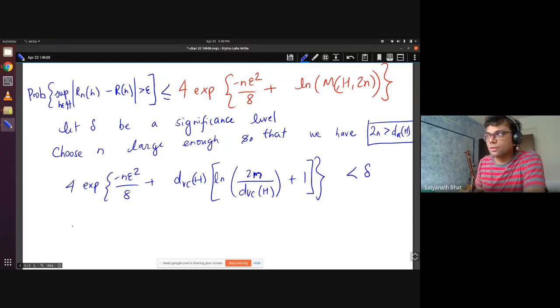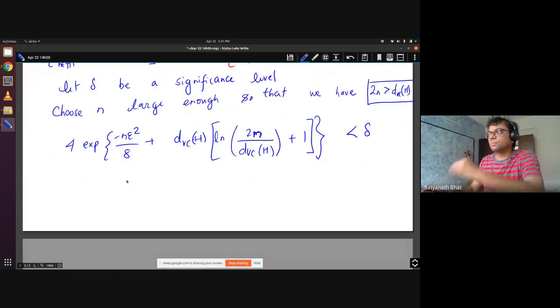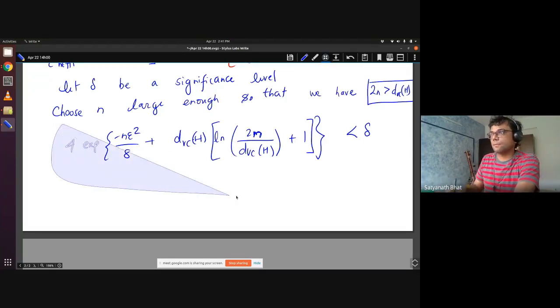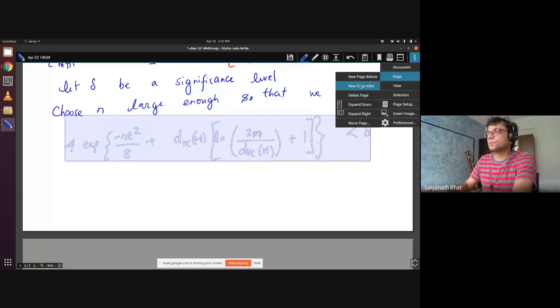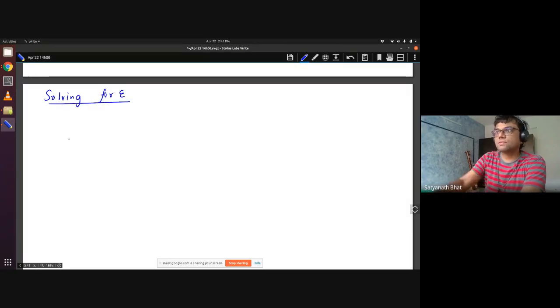So solving for epsilon, it's going to be a lot of steps here, so let me try to do it slowly. I'm going to 100% make mistakes. Let me start this in a new page. Solving for epsilon. What do we get? So this is where we start off.